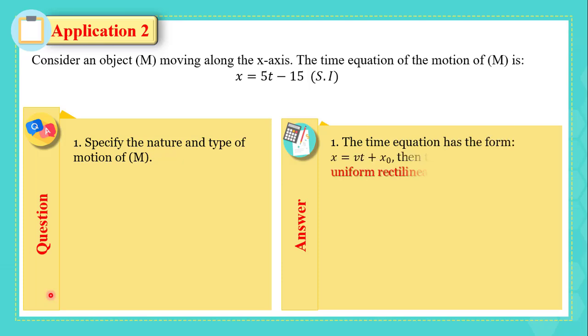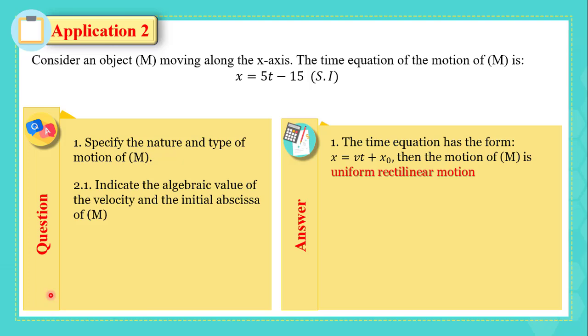Since the time equation had the form of x equal vt plus x0, then the motion of M is a uniform rectilinear motion. In part 2.1, you are asked to indicate the algebraic value of the velocity and the initial abscissa of M. To indicate the values, we compare the two equations x equal 5t minus 15 with the equation x equal vt plus x0. By comparison, v equal 5 meter per second and x0 equal minus 15 meter.